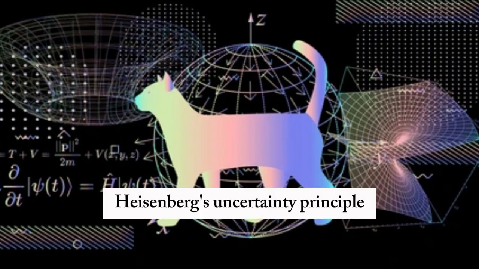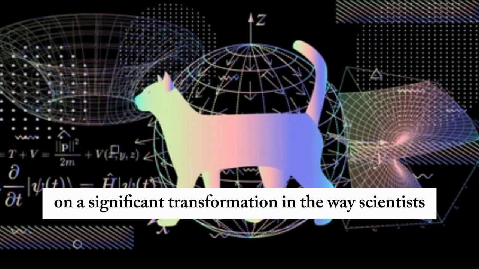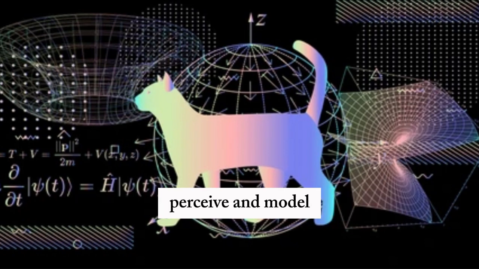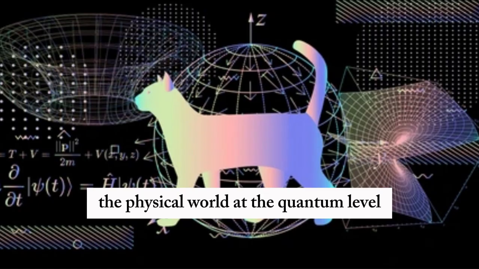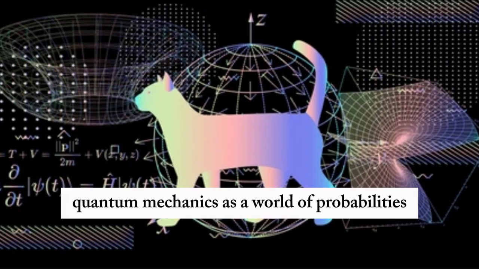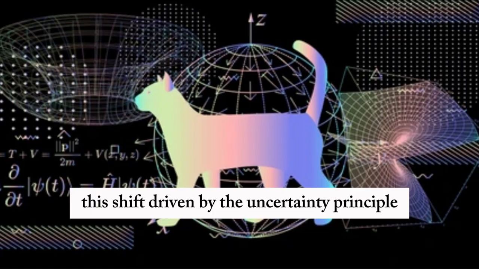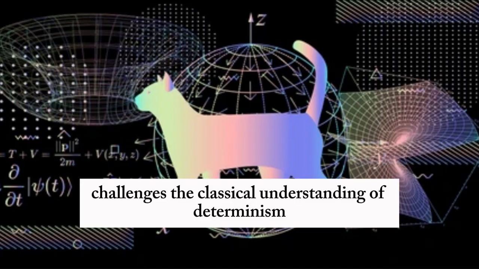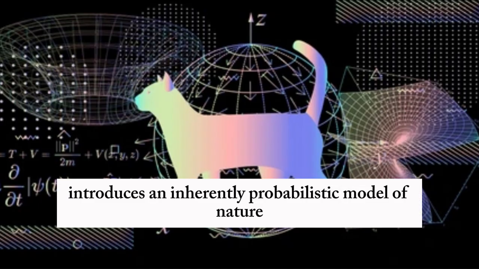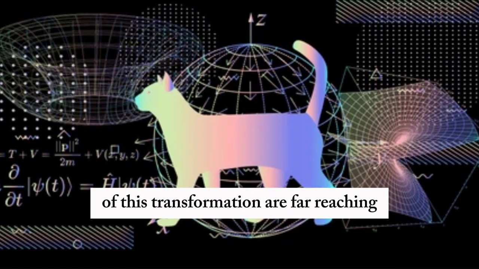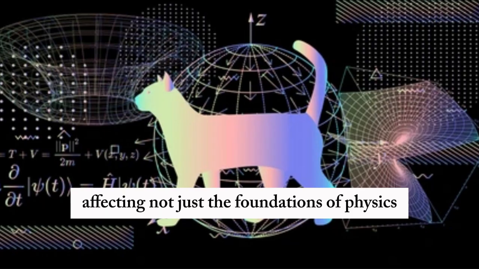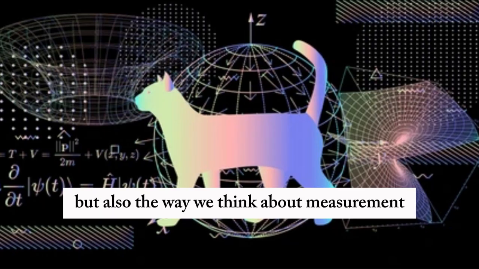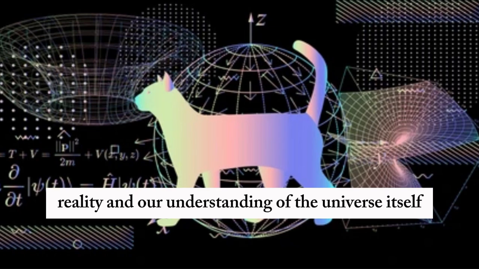Heisenberg's uncertainty principle focuses on a significant transformation in the way scientists perceive and model the physical world at the quantum level: quantum mechanics as a world of probabilities. This shift, driven by the uncertainty principle, challenges the classical understanding of determinism and instead introduces an inherently probabilistic model of nature. The implications of this transformation are far-reaching, affecting not just the foundations of physics, but also the way we think about measurement, reality, and our understanding of the universe itself.